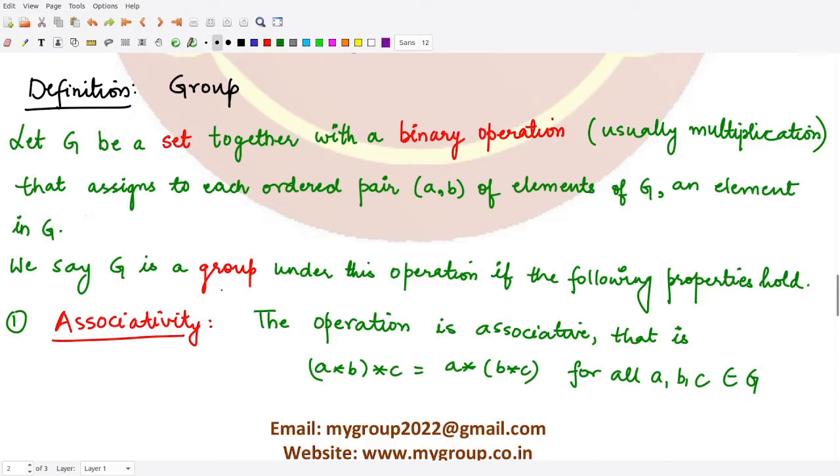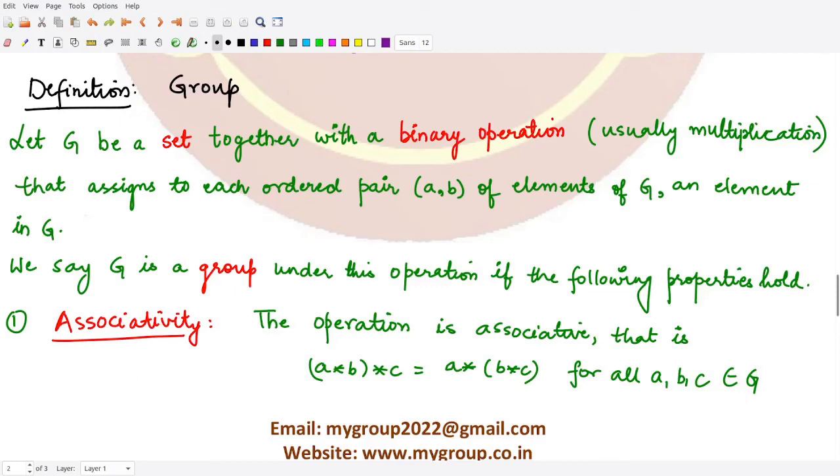So we say this G is a group under this operation if the following properties hold. This closure property is already contained in the word binary operation. Whenever you are checking for certain groups, you should also check this closure property, because you should ensure that the given operation is a binary operation or not. In addition to that, we have the following conditions which make the given set together with the binary operation a group. The first property is that of associativity.